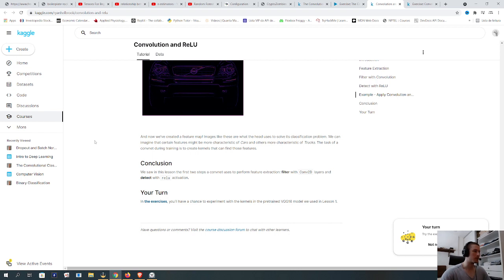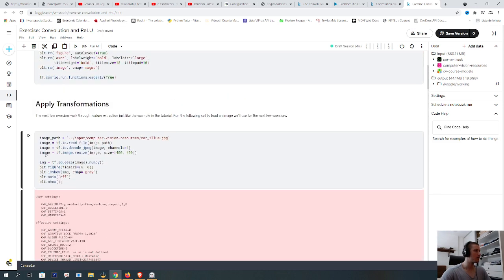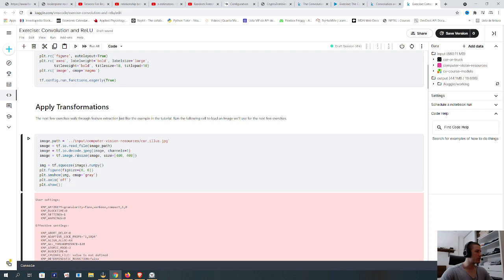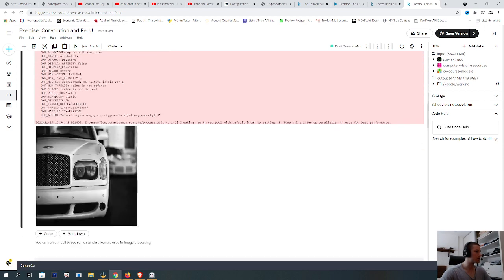In conclusion, we saw in this lesson the first two steps that convnets use to perform feature extraction: filter with conv2d layers, and detect with ReLU activation. So here's loading the image, I guess, importing the stuff.